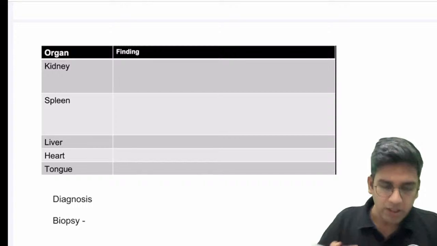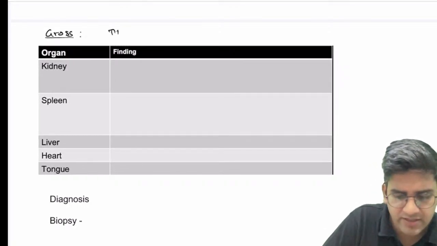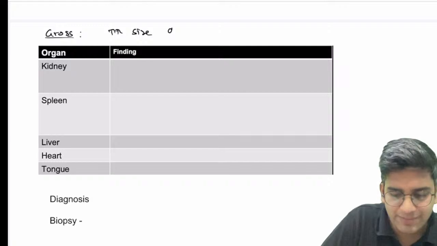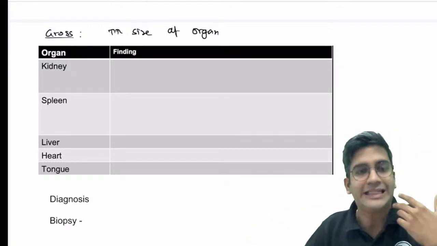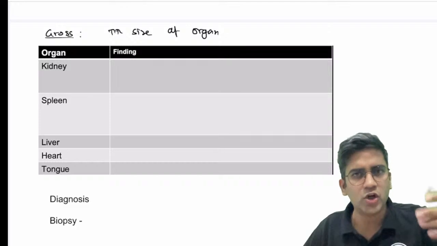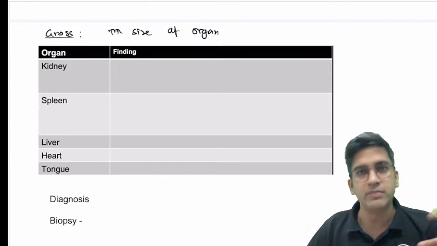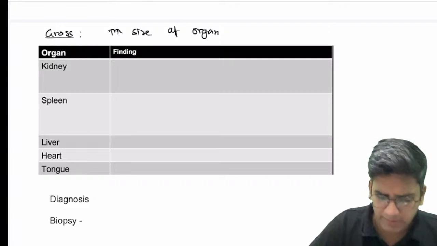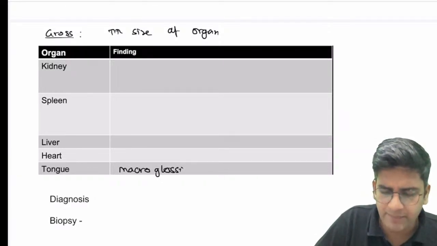Gross will be this. The prominent thing everywhere is an increase in size of the organ. That is the common finding by default, because I'm having a deposition of a structure, be it in the tongue, macroglossia, or any organ will have organomegaly: hepatomegaly, splenomegaly, kidney size bigger, heart size bigger. Macroglossia is one of the classical findings seen in patients with amyloidosis.